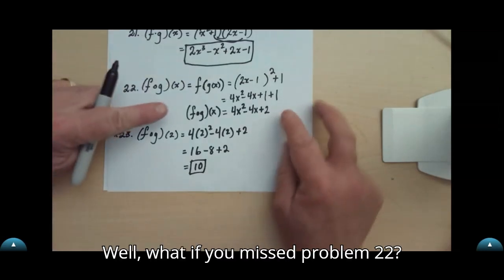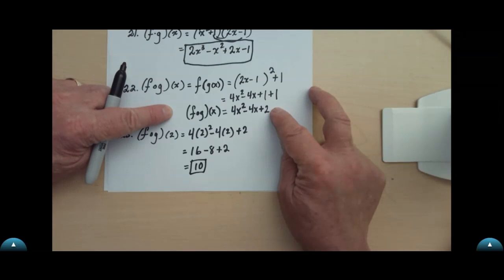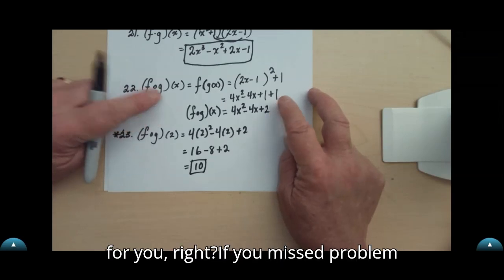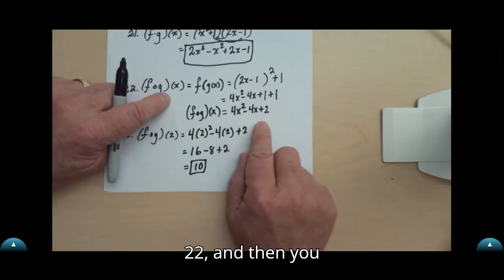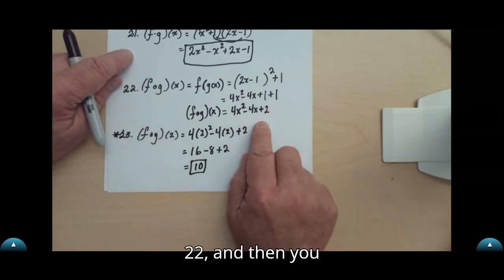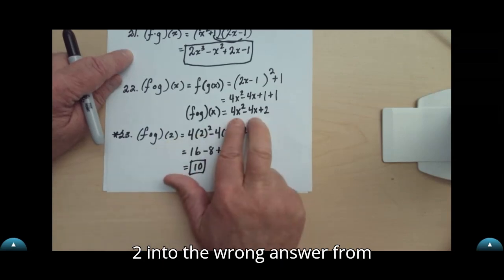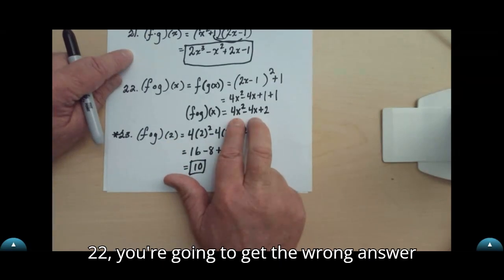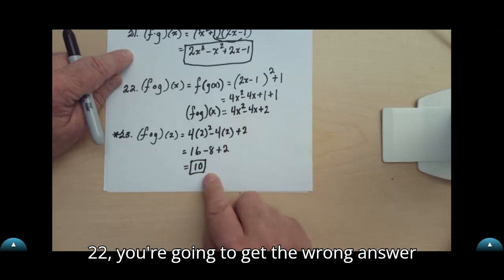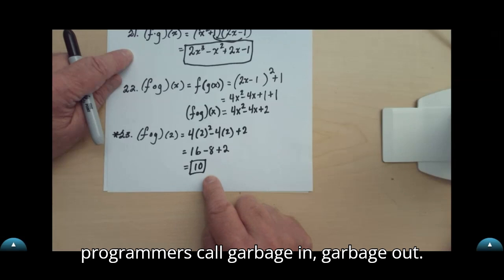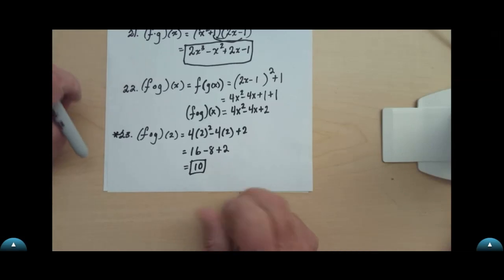Well, what if you missed problem 22? Do y'all see that's going to be an issue for you, right? If you miss problem 22, and then in problem 23 you just plug the number 2 into the wrong answer from 22, you're going to get the wrong answer on 23, right? That's what computer programmers call garbage in, garbage out.